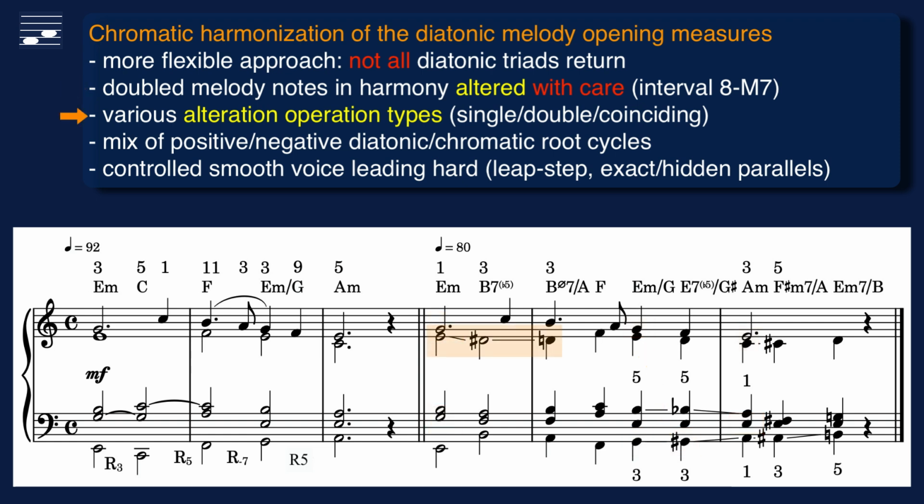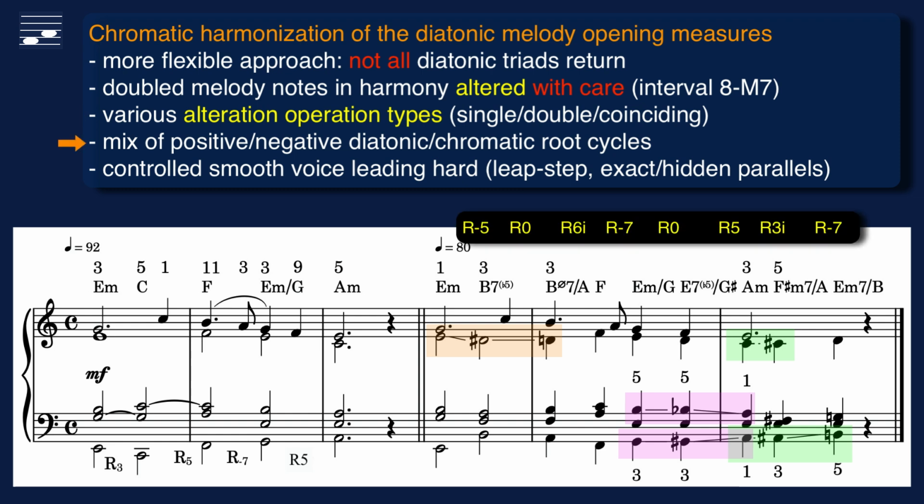Chromatic alteration operations include the single, double parallel and coinciding groups. You'll find the latter as a closing motion approach of the doubled pitch A on beat 1 in measure 3. In general, there's better voice leading now. See the handling of dissonant chordal functions 7, 9 and diminished fifth. There is one nasty exact parallel fifth at the end.